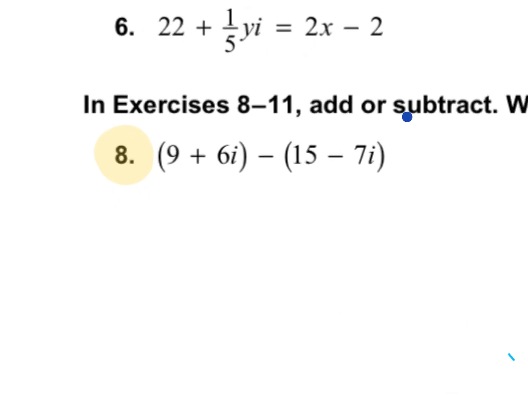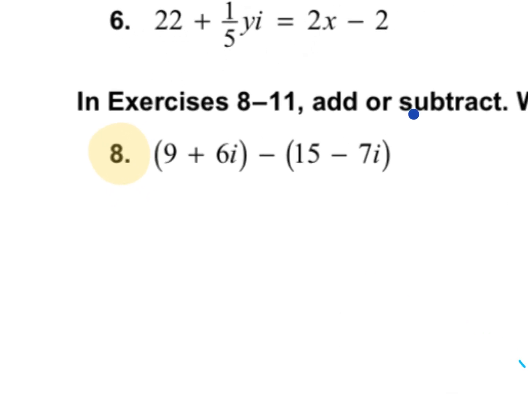What would I do first when subtracting? Distribute the negative, so it turns into a minus 15 and plus 7i. And then we have to be careful. Only real numbers can get added with real numbers. Only imaginary can get added to imaginary. So let's start by adding our real numbers first.